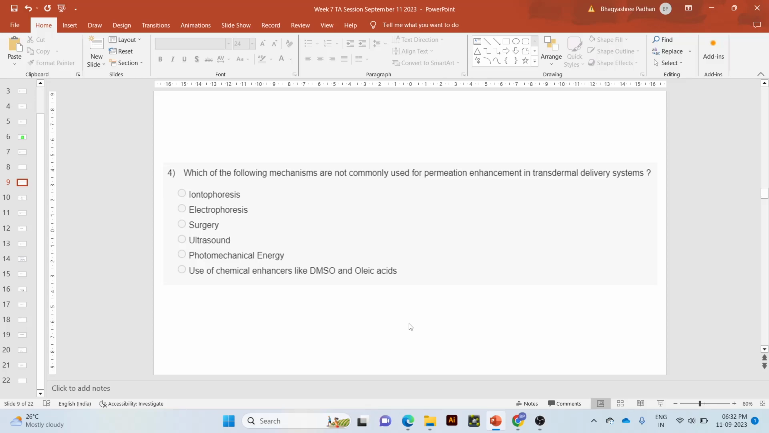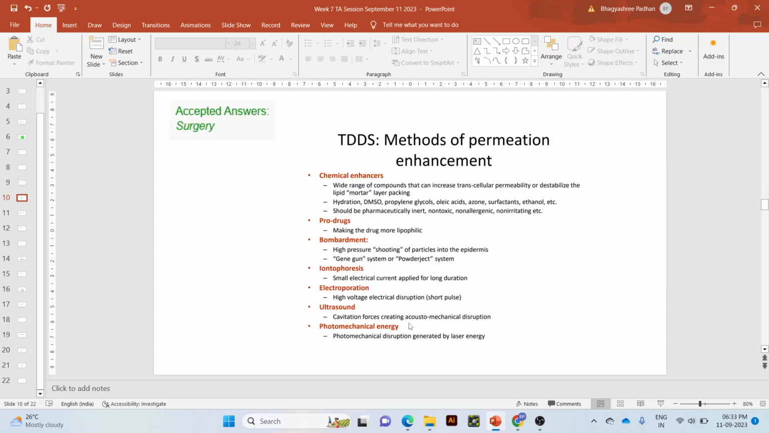Which of the following mechanisms are not commonly used for permeation enhancement in transdermal delivery systems? Iontophoresis, electrophoresis, surgery, ultrasound, photomechanical energy, use of chemical enhancers like DMSO and oleic acids. So here surgery would be the correct answer. Surgery is not commonly used, rather all the other options such as chemical enhancers, prodrugs, bombardment, iontophoresis, electroporation, ultrasound, and photomechanical energy are used for permeation enhancement.